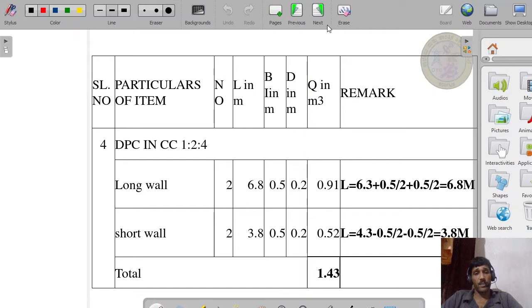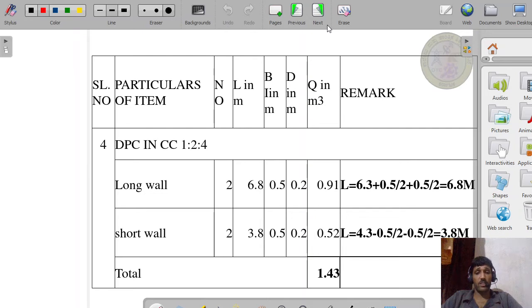The long walls and short walls are already identified. Now, how to calculate the length? 6.3 is the center to center length, plus in long walls we add half of the foundation width on either side. That means 6.3 plus 0.5/2 plus 0.5/2, that is equal to 6.8 meter. Length is 6.8 meter, breadth is 0.5 meter, and damp-proof course thickness is 0.2 meter. By multiplying all this, you will get 0.91 meter cube.